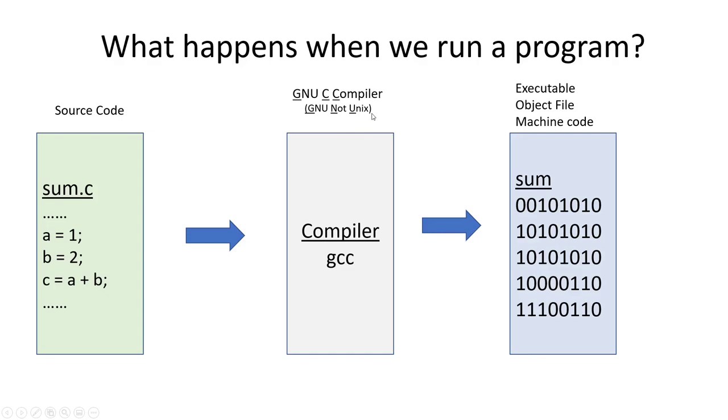So it's a recursive definition if you think about that a little bit, because GNU also stands for GNU's Not Unix, and keeps going forever. So anyway, this is just our C compiler. And this code, the binary code, is known as the executable. It's also called an object file or machine code. I'm going to use all three of those to mean the same thing.